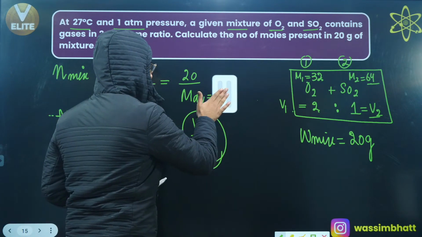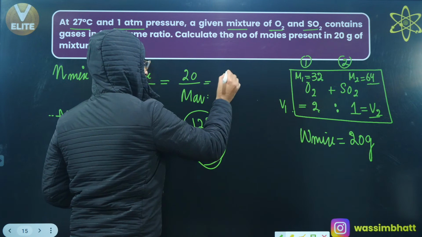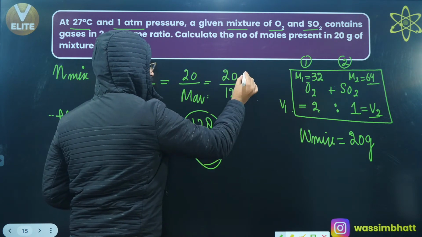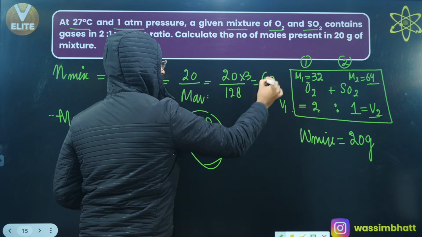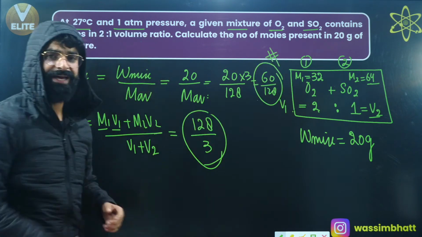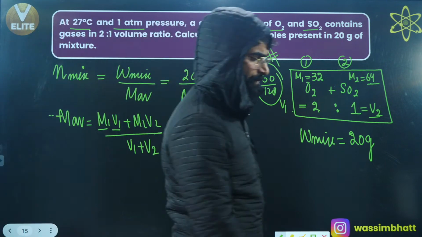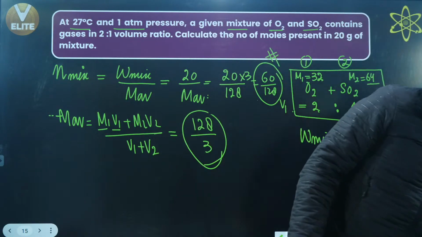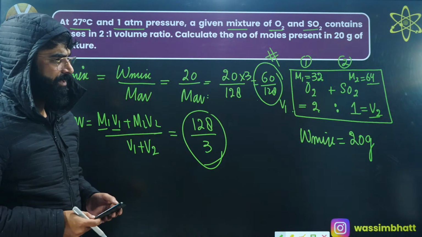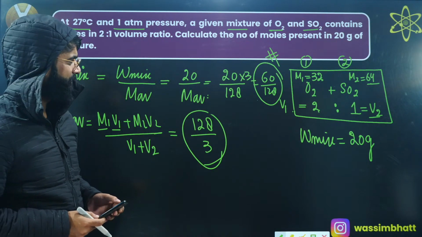Put this value of average molar mass in this equation. You are done. 20 divided by the average molar mass of the gaseous mixture, which is 128 by 3. The 3 comes up, so the final result is 60 divided by 128. So these many total moles will be there in the container, which is something I was supposed to calculate. Yes, it's going to come as 0.4 something, right? Something like that.